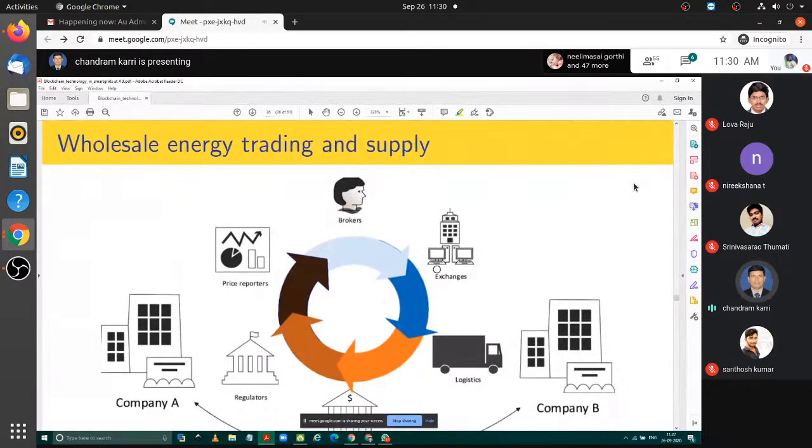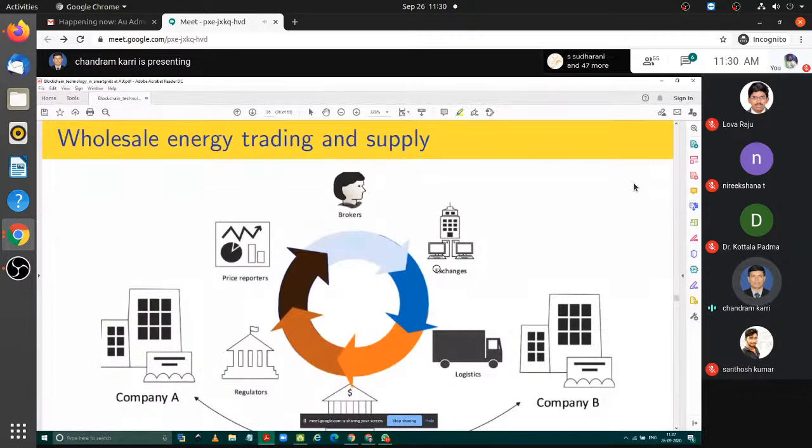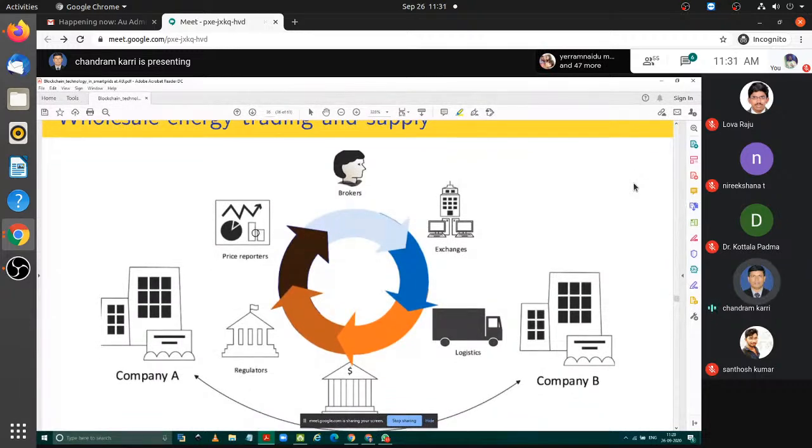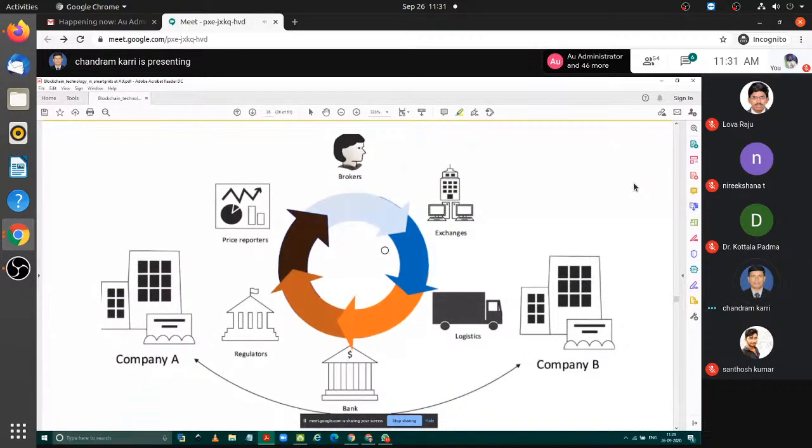This is the picture which gives the information about wholesale energy trading and supply. As we know, in power markets, markets are classified into several categories. One is, everybody knows, the pool market. In the traditional market structure, suppose a company is a generating station. They produce power, the price for that power will be fixed, and that will be communicated. Sometimes, in brokering, the broker will take care of passing the information from company A to company B, and it will be exchanged.